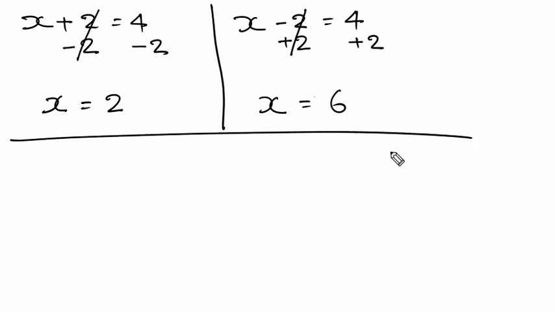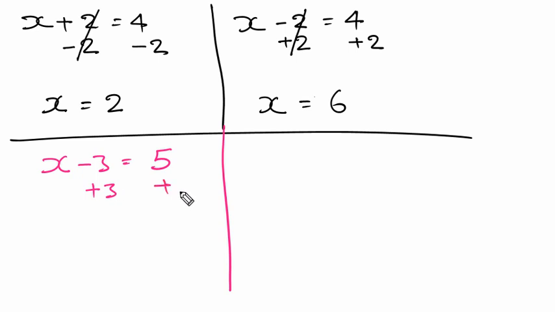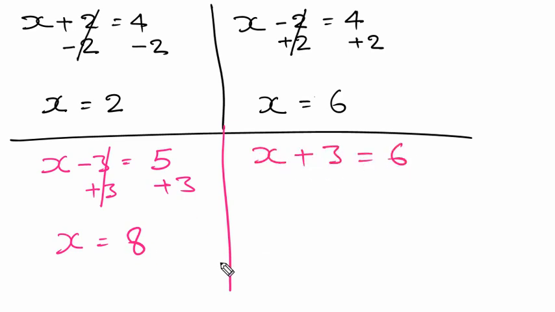Now similarly, let's try one more example. If you have x minus 3 is equal 5, then what you will do here is plus 3 both sides. This will be cancelled out and x is equal 5 plus 3 is 8. Now what if x plus 3 is equal 6? In this case you will do minus 3 both sides. This will be cancelled out. X is equal 6 minus 3 is 3.